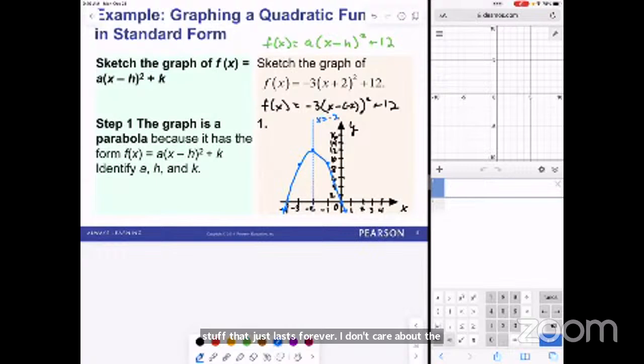I'm sick of it. Anywho, f of x, see, let's see if I get this working. Nothing.